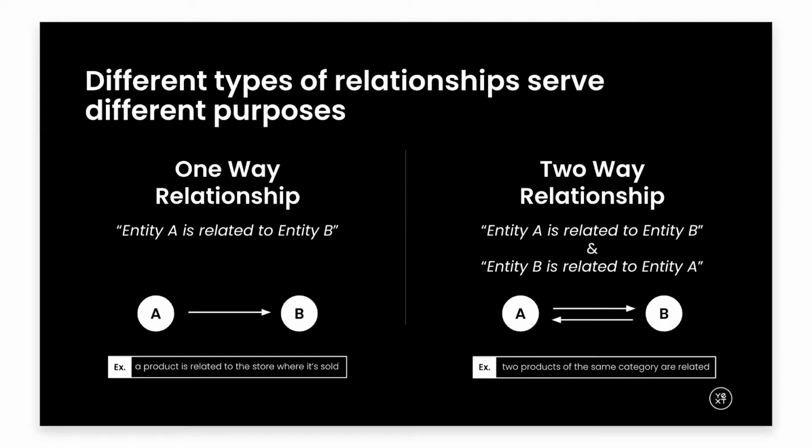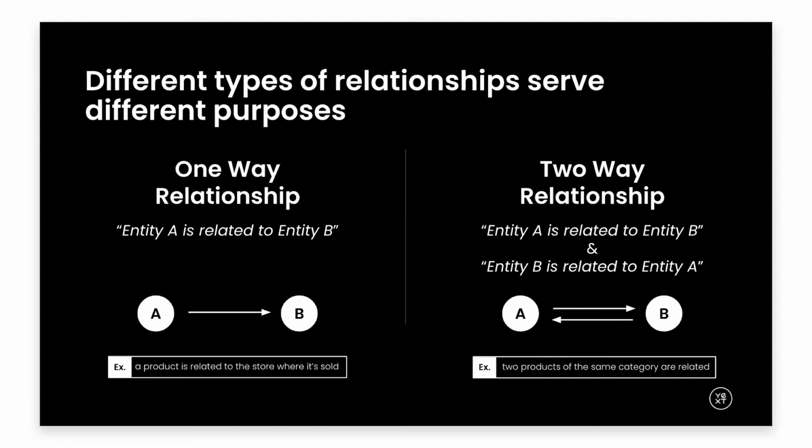So when it comes to relationships in the knowledge graph, it's important to recognize that they come in different forms. We have one-way relationships, and then there are also two-way relationships. One-way relationships tell us that entity A is related to entity B, but not the other way around. For instance, a one-way relationship could tell us that a product is related to a store where it's sold. But this would tell us nothing about the store's relationship to the product in the other direction. So in this way, one-way relationships are less flexible because relationship data can only be accessed in a single direction.